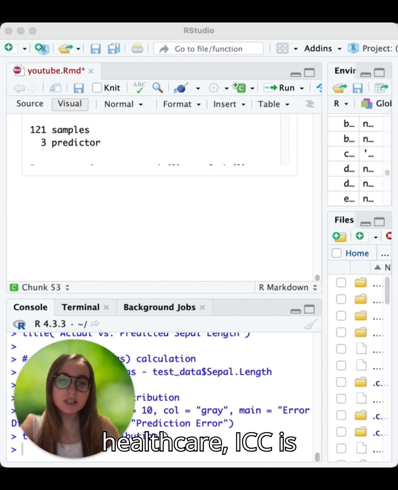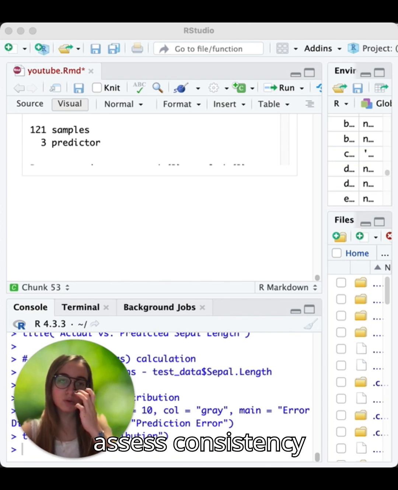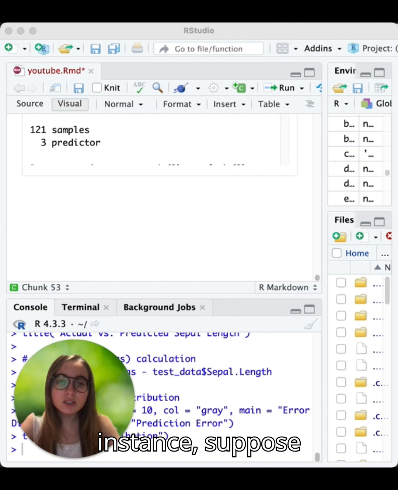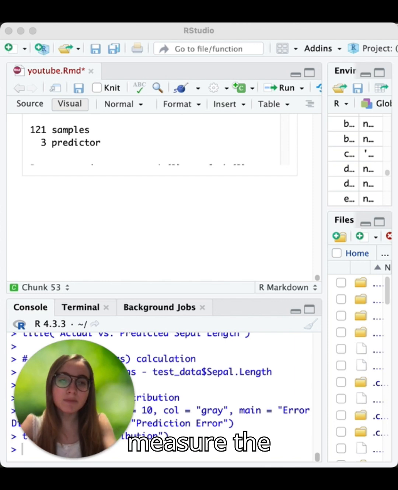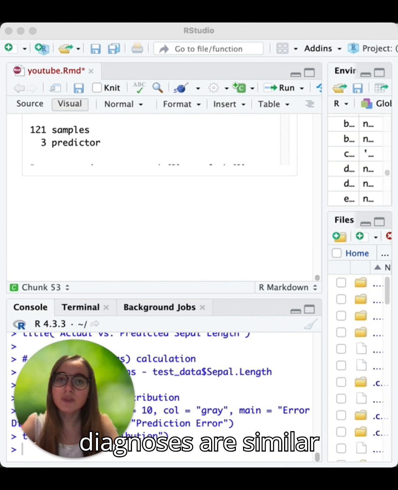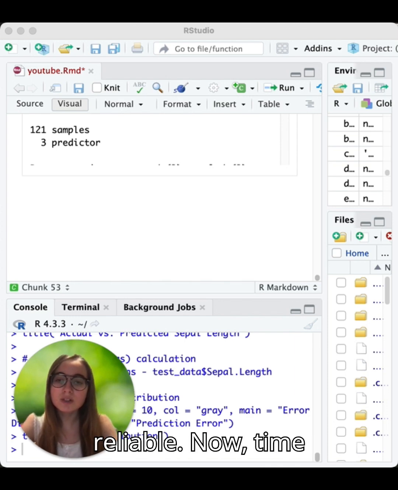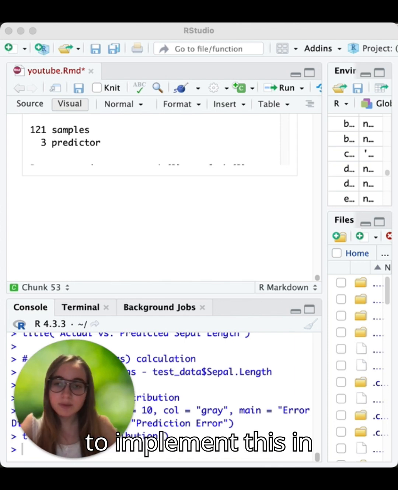In healthcare, ICC is commonly used to assess consistency between raters. For instance, suppose multiple radiologists are diagnosing the same set of MRI images for brain tumors. ICC can help measure the consistency between these diagnoses, allowing us to understand if diagnoses are similar enough to be reliable. Now, time to implement this in R.